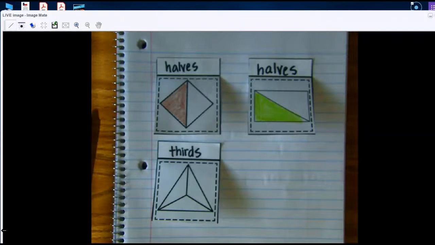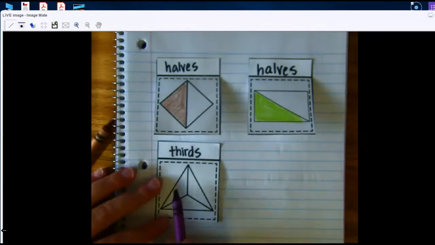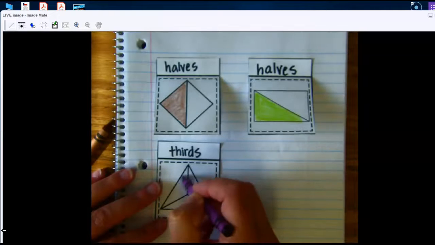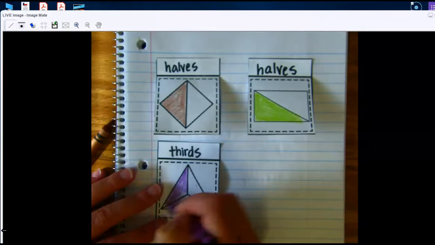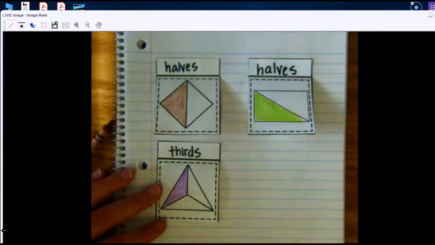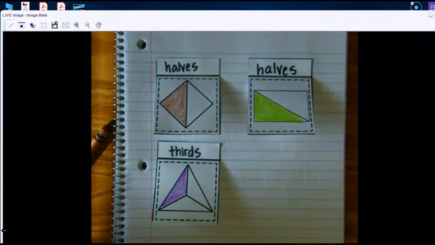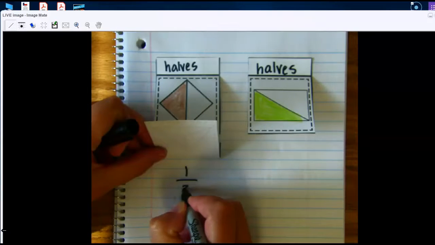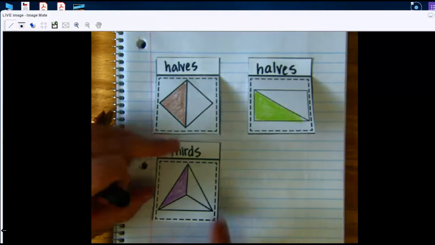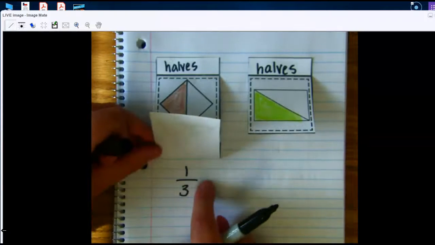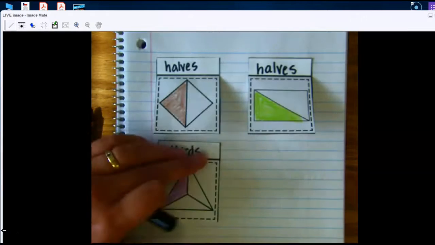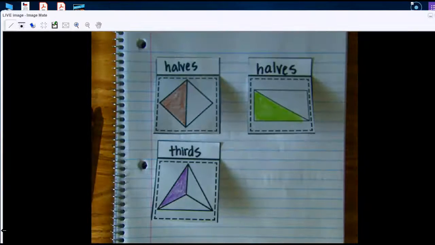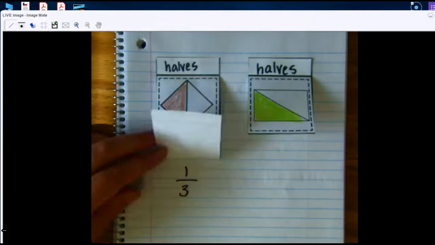Okay, now you can decide. Are you going to color 1, 2, or 3 parts? I'm going to color 1. But then you got to write the fraction correct. If you color 1, then you write 1 over 3, because there's 3 parts. If you did 2, then you write 2 over 3. And if you did all 3, then you do 3 over 3. You get a pick. But make sure your fraction matches what you colored.